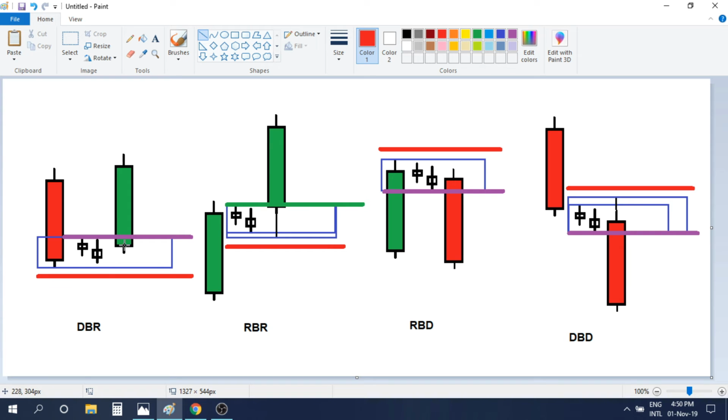So in case of demand zones, the stop loss is below the zone, and in case of supply zones, it is above the zone, which is logical because in case of demand zones, we are looking for price to give an entry and then move out. So only if the zone fails should we take our stop losses, and therefore the stop loss should be below it.